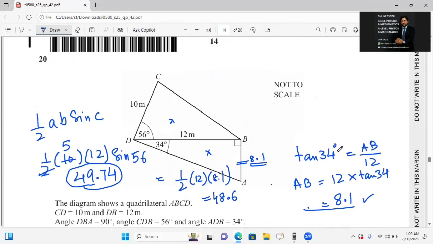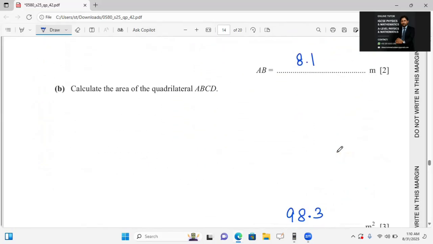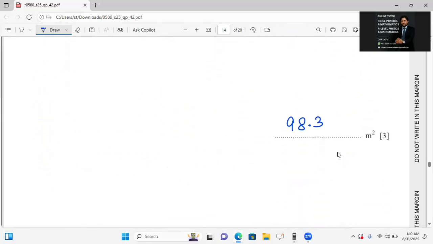Okay, I have all the sides. Only one side is pending. So I will use the law of cosine for that side and then I will add all of these. I also need the hypotenuse AD over there. So I will go for the square root of 12 square plus 8.1 square. That will be one side. Let's suppose I take it as x over there.